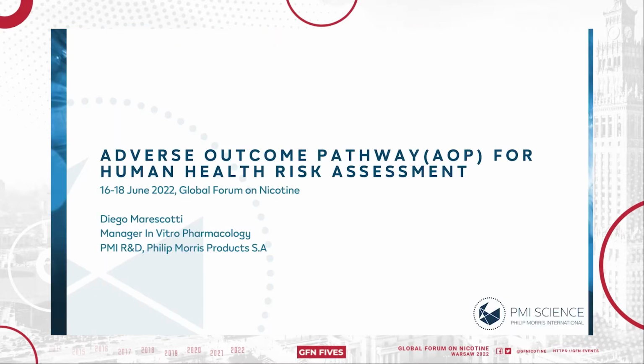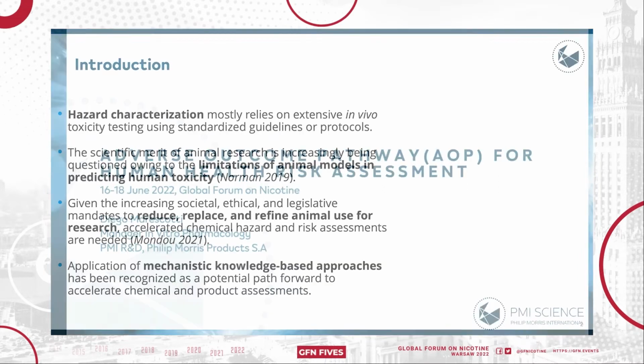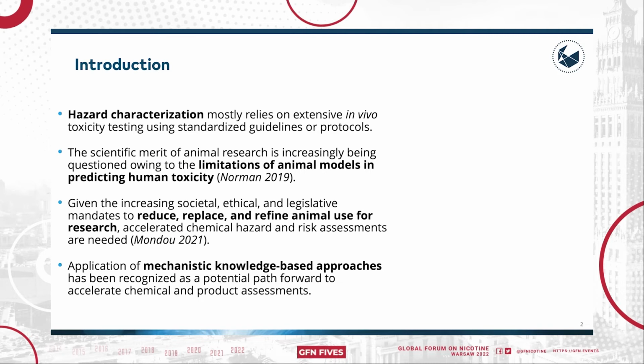I would like to start my presentation by thanking the organizer for this opportunity to share with you how we at PMI plan to develop and apply the adverse outcome pathway, abbreviated as AOP, in the context of human health risk assessment. The assessment of human health risk is a multi-step process meant to estimate the nature and probability of adverse health effects in humans exposed to chemicals.